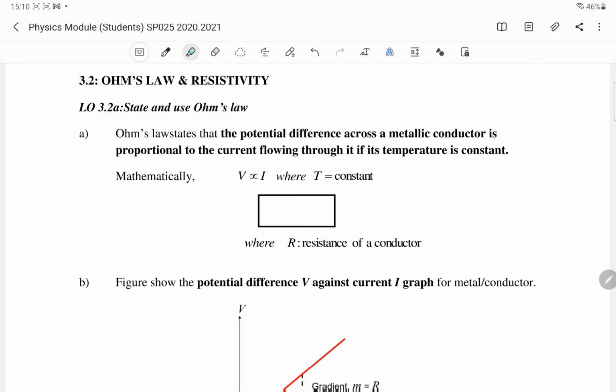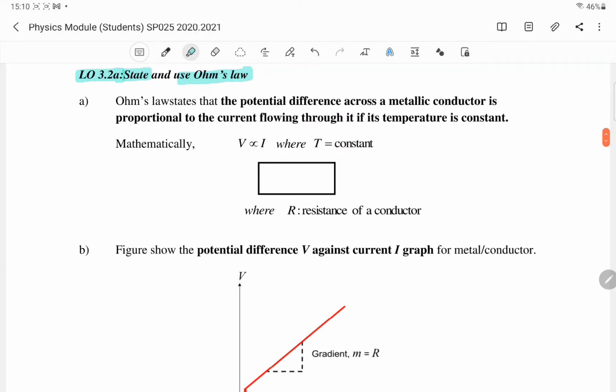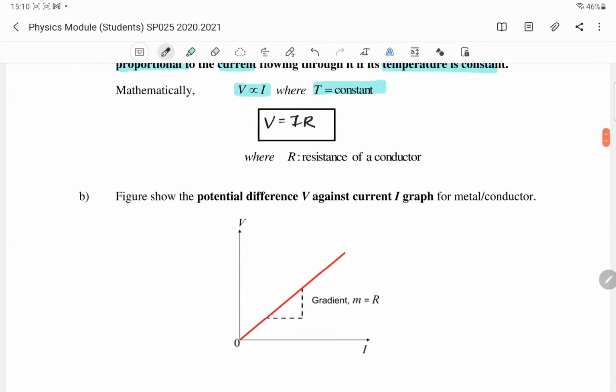So today we go to chapter 3.2, Ohm's law and resistivity. For learning outcome 3.2, you have to state and use Ohm's law. Ohm's law states that the potential difference across a metallic conductor is proportional to the current flowing through it if the temperature is constant. Mathematically, we have V directly proportional to current where T is constant, or in formula we have V is equal to IR, where R is the resistance of the conductor.